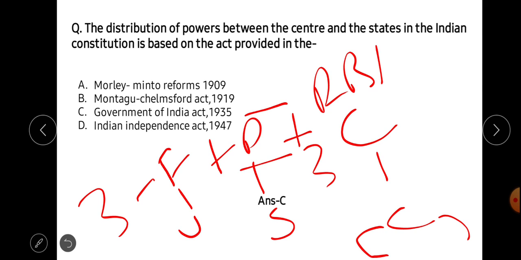Again I highlight that by the Government of India Act 1935, RBI was established, and by the Government of India Act, Britishers introduced three lists: federal list, provincial list, and the concurrent list. At present, the federal list is known as the union list, provincial list is known as the state list, and the concurrent list remains the same. For example, international relations with other countries comes under the union list. Law and order of any state comes under the state list, and education and health all come under the concurrent list.